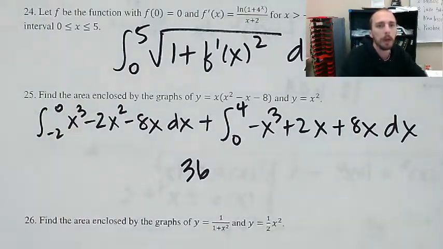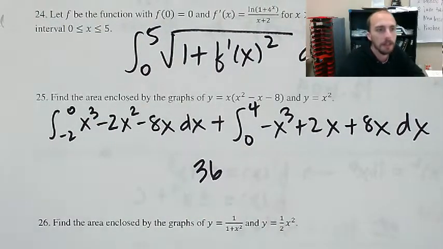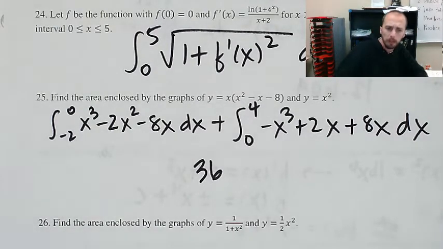Okay, if you need practice on integration, this is the type of thing you need to integrate to make sure you can turn that into 36. If you can't, then you need to come talk to me, and I'll work with you on it, because we can make that happen. Okay, 1 over 1 plus x squared and y equals 1/2 x squared.